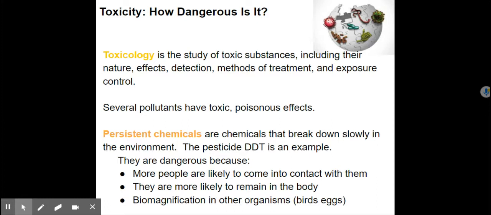Biomagnification in other organisms. As the larger organisms eat the smaller organisms, they become more and more contaminated. And there was a problem with the birds. Their eggshells got very brittle and broke when the mother bird sat on the eggs, and the bird population declined.